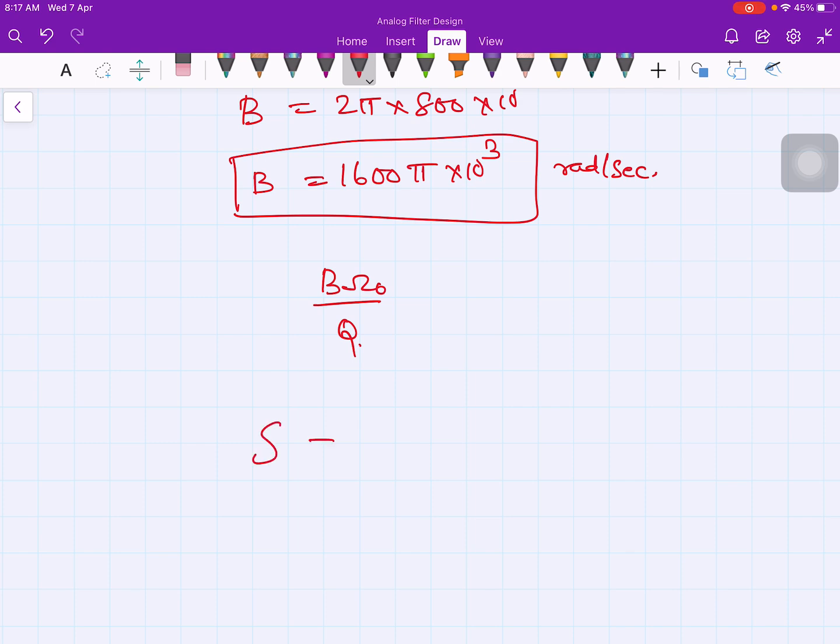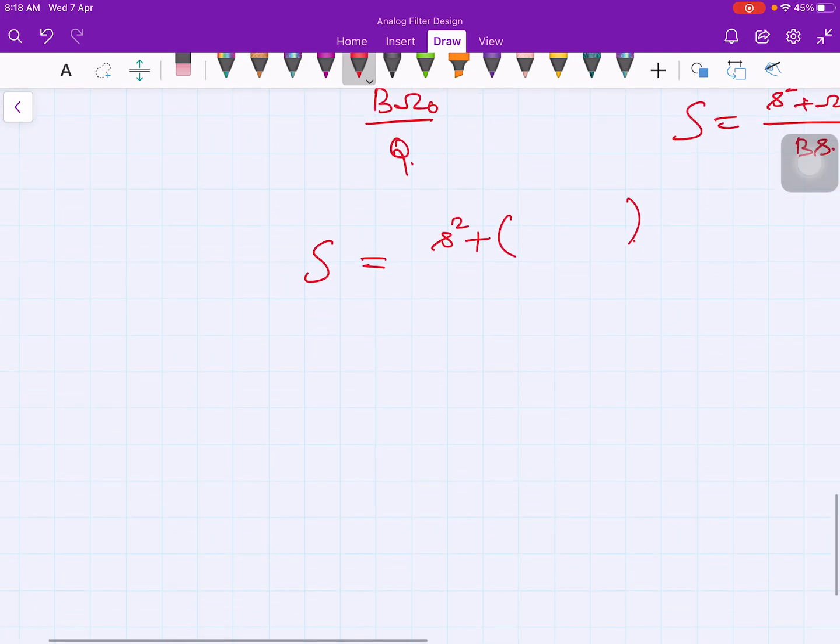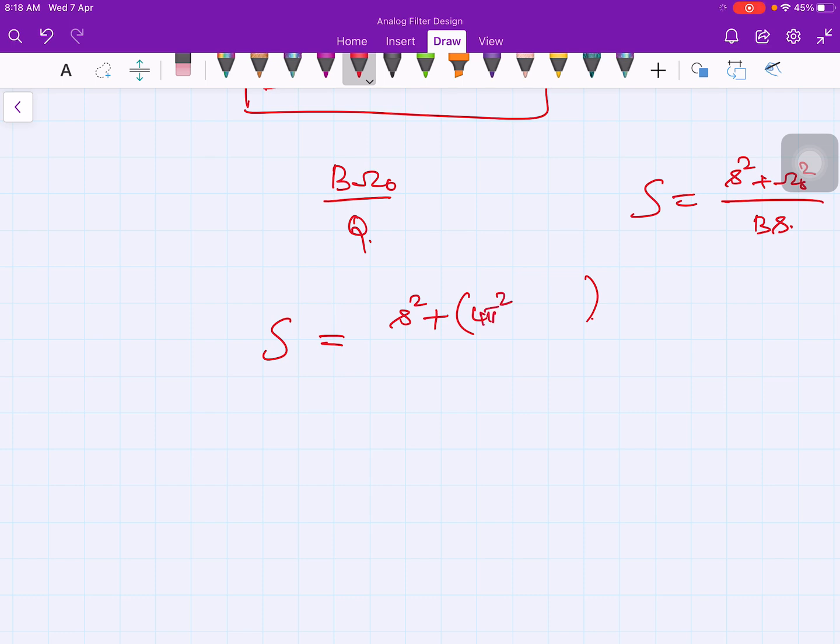Therefore, capital S is equal to S squared plus omega naught squared, right? Because we know the transformation, capital S is equal to s squared plus omega naught squared divided by Bs. So s squared plus, instead of omega naught squared, you write the value. What is omega naught squared? Sorry, this is omega naught squared, 4 pi squared times 48 times 10 to the 10, divided by Bs. B is 1600 pi times 10 to the 3 s.